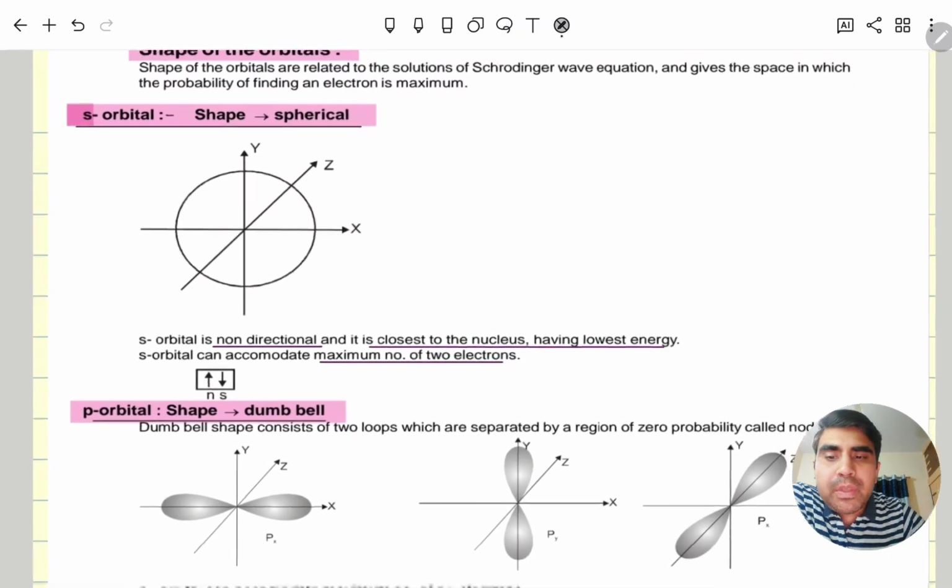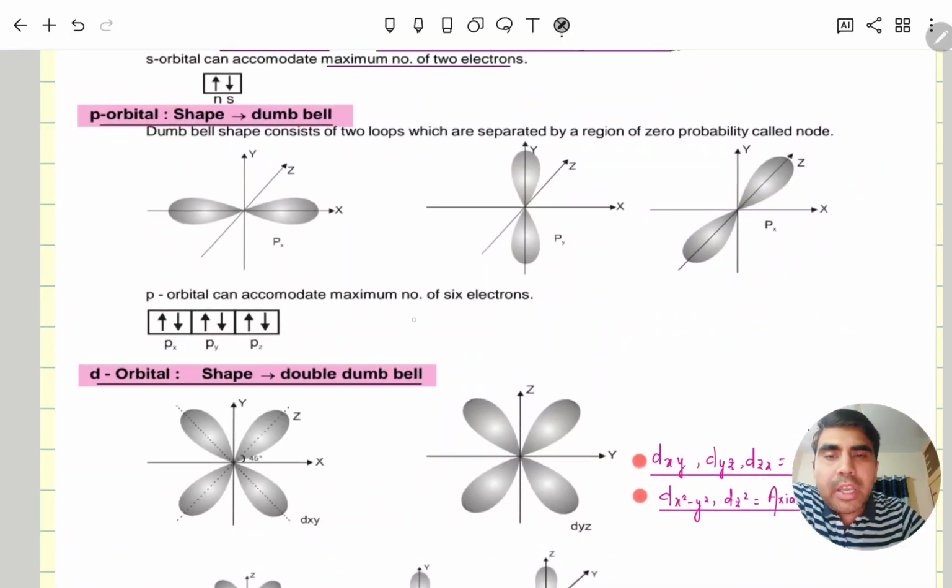Next, p orbitals. The p orbitals have a dumbbell shape, and this is px, this is py, and this is pz. All three are directional, meaning they have direction. So in the p subshell, how many p orbitals will be there? 3 p orbitals. Maximum how many electrons can be present in an orbital? 2. So overall in the subshell, 2 plus 2 plus 2, total 6 electrons.